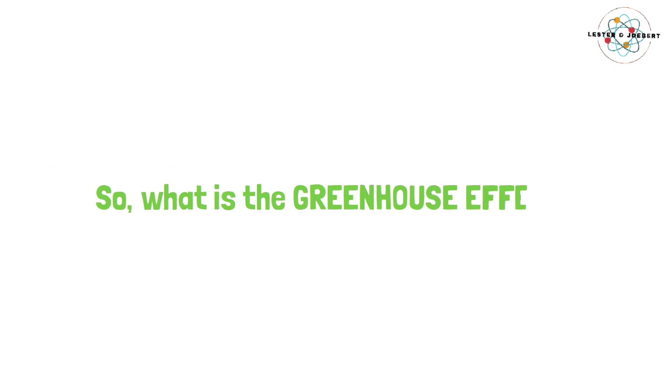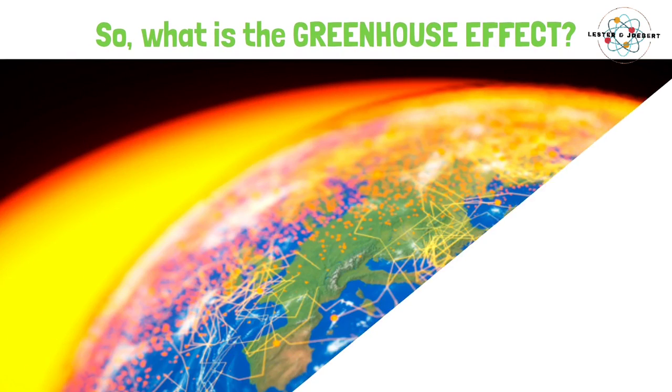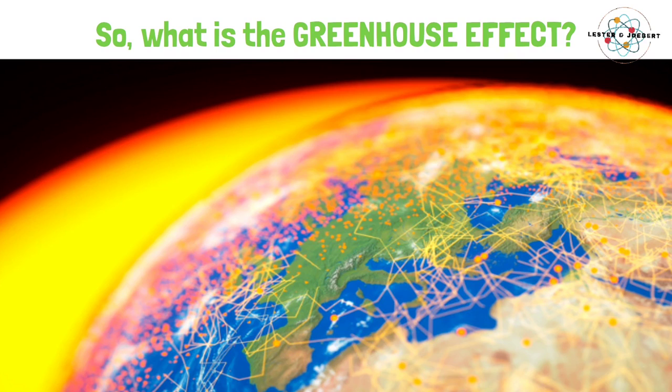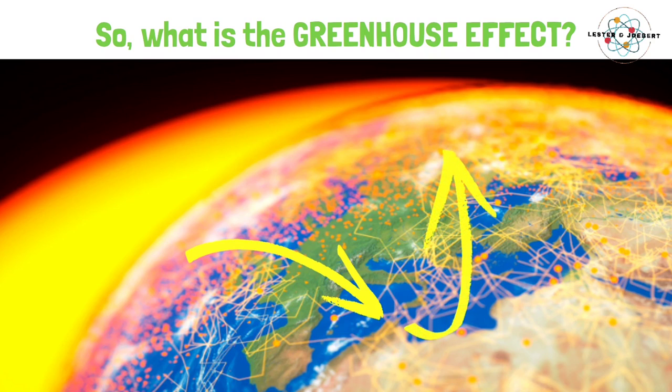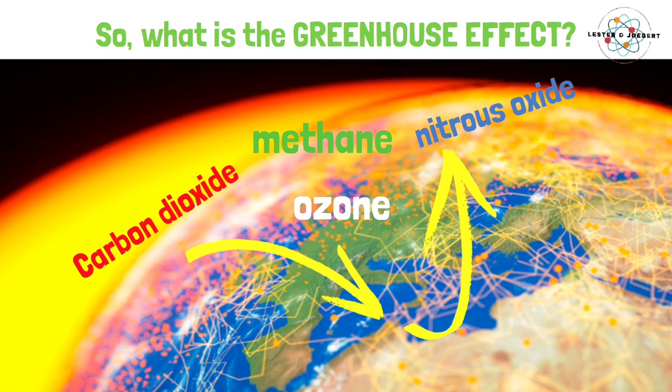So, what is the greenhouse effect? The greenhouse effect is a natural process that warms the Earth's surface. When the sun's energy reaches the Earth's atmosphere, some of it is reflected back to space and some is absorbed and re-radiated by greenhouse gases. Greenhouse gases include carbon dioxide, methane, nitrous oxide, ozone, and some artificial chemicals such as chlorofluorocarbons or the CFCs.